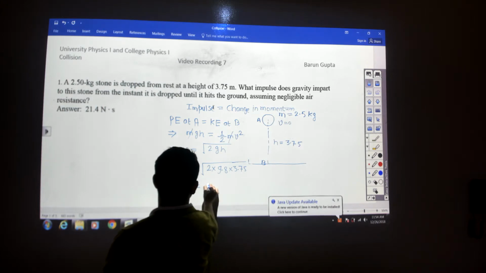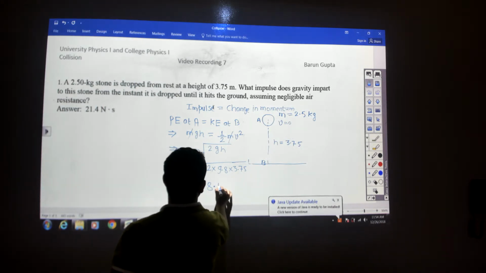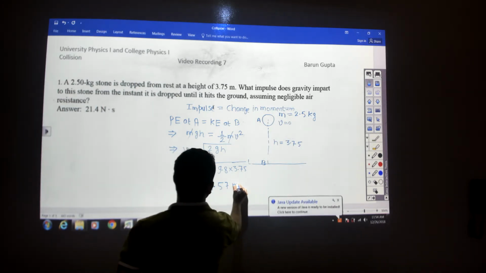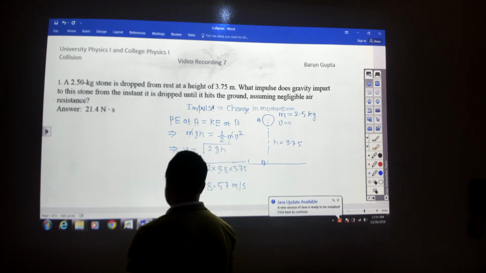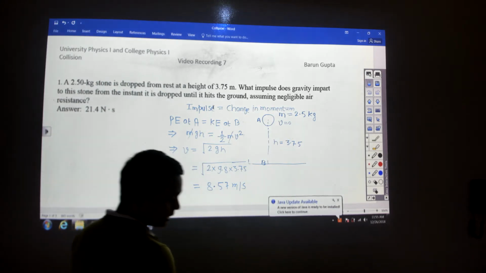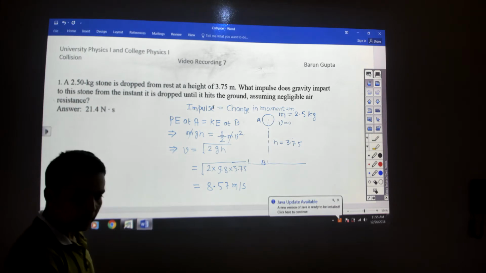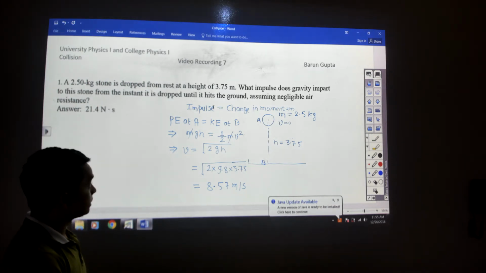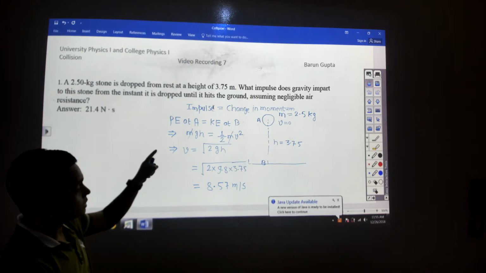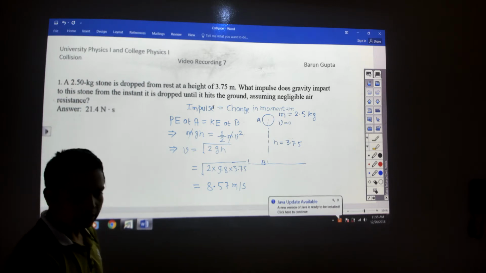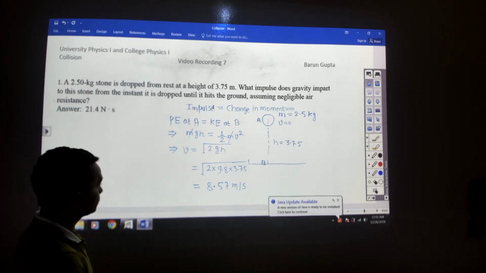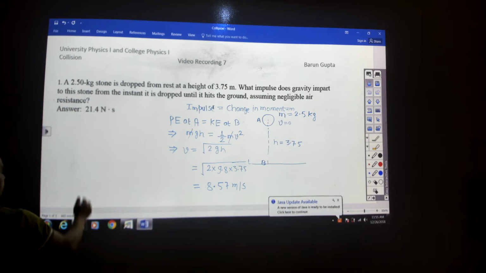This velocity is 8.57 meter per second. So the next step is now to calculate the impulse. How do you calculate the impulse? As I mentioned before, the impulse is equal to the change in the linear momentum. So let me write down here.